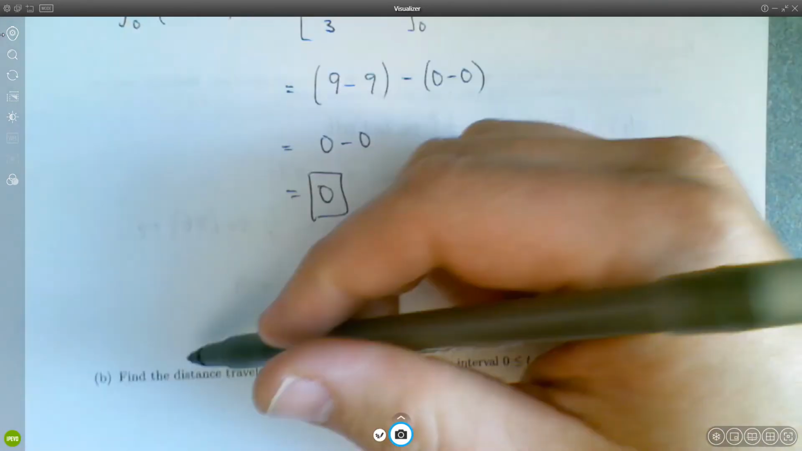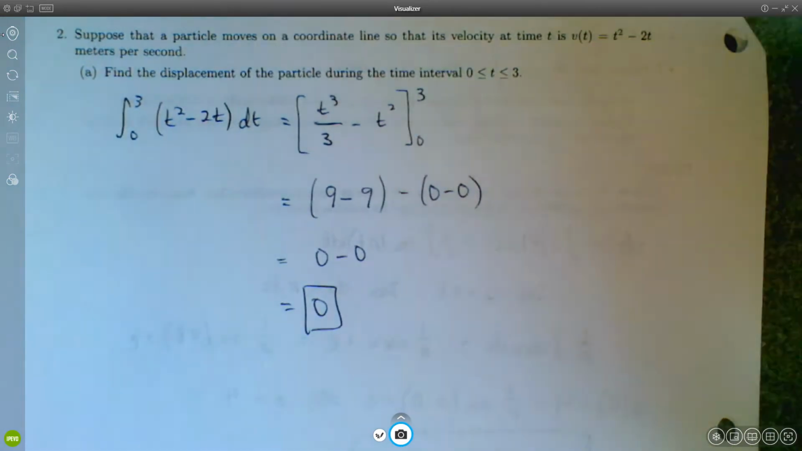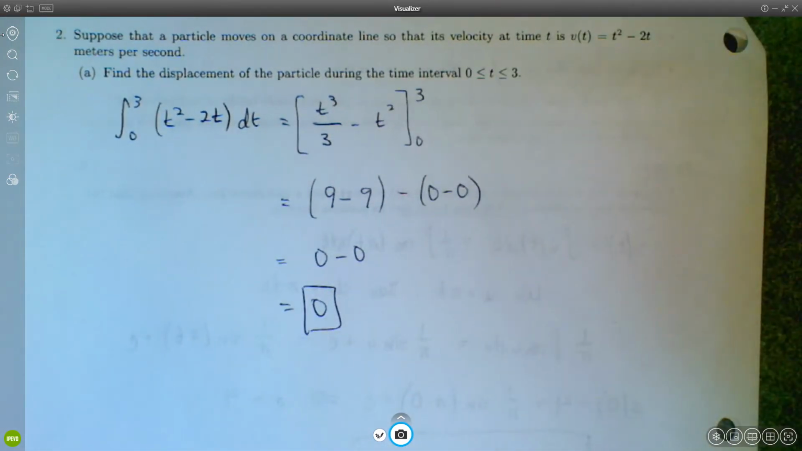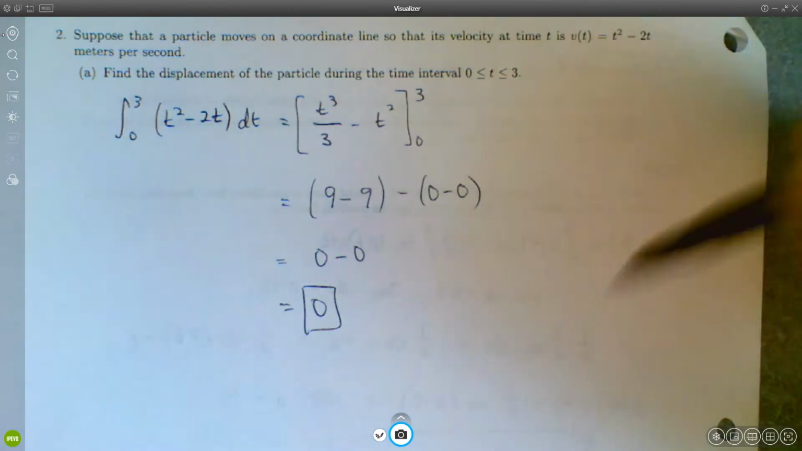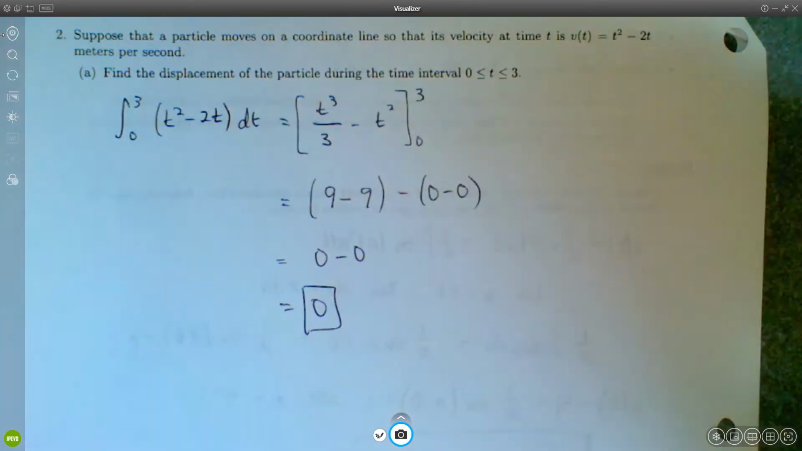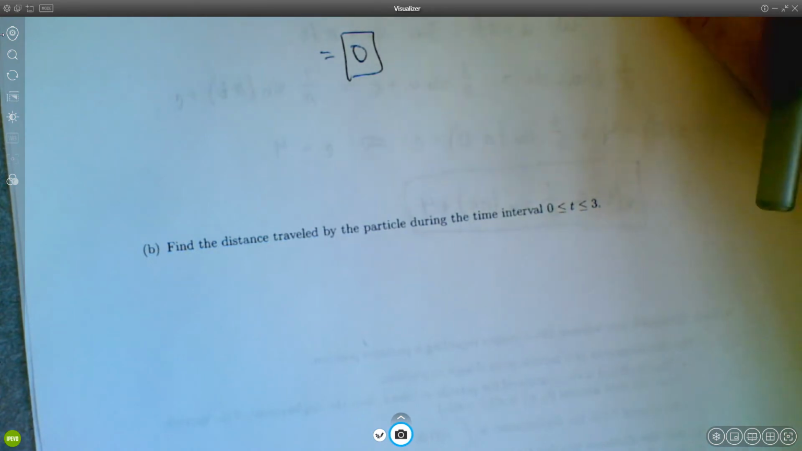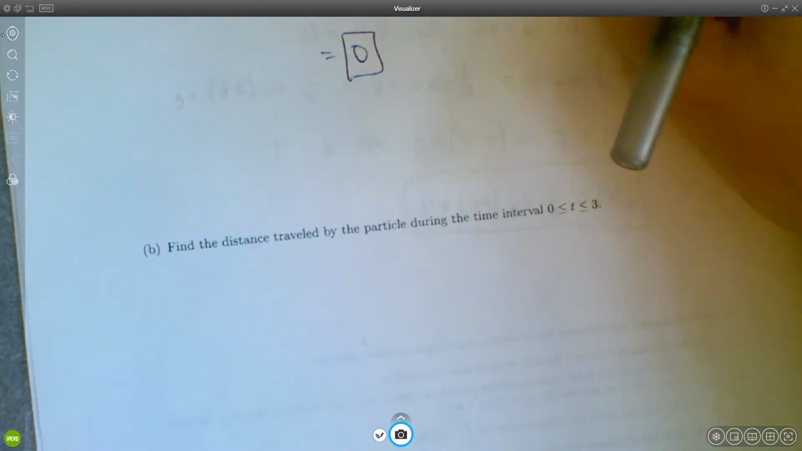Now let's find the distance traveled. Okay, because obviously it's not just staying still the whole time. It does have a velocity, right? So it's moving around. The velocity is not 0 over this entire interval, so it's moving. It's just that it ends up at the same place it starts. So its displacement is 0, but its distance should be something else. So find the distance traveled by the particle during that time interval.